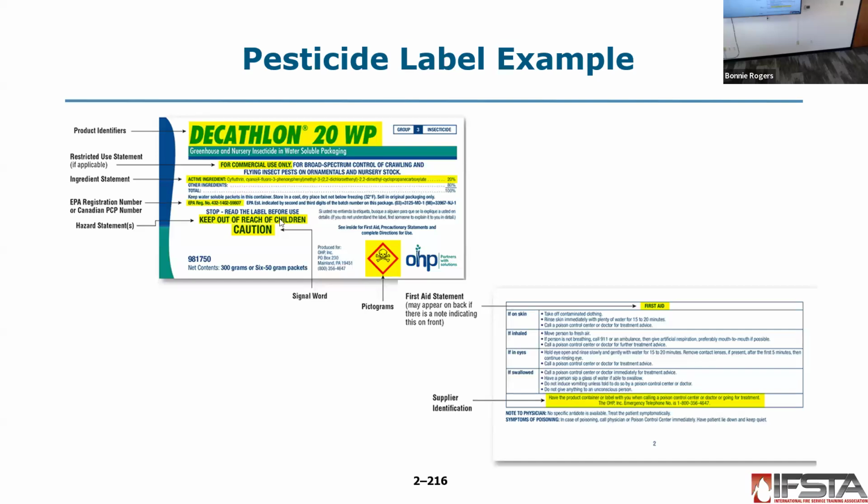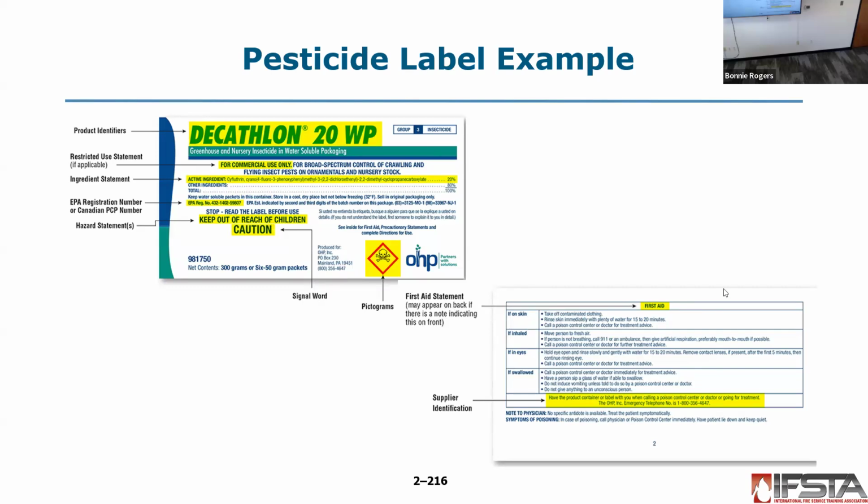Caution. Keep out of reach of children. You're on the right path. So your signal word is caution. Pictogram. Toxic. And then here, what you do is you need to provide first aid. So here it outlines everything you're supposed to do.